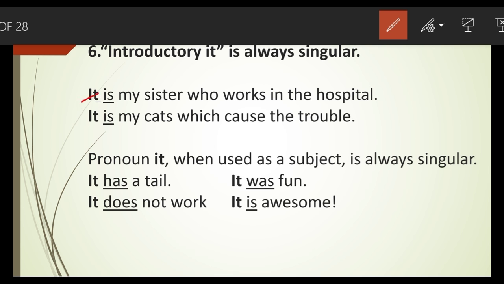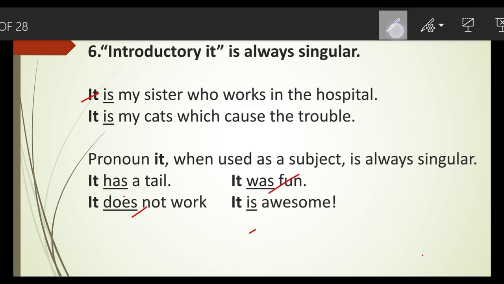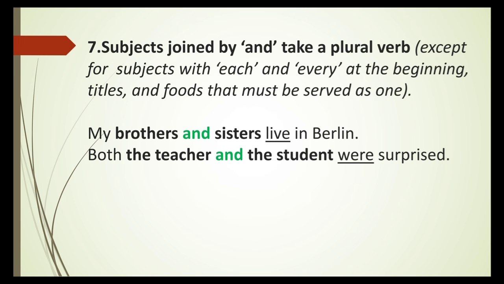Pronoun it when used as a subject is always singular also. So here, it has a tail, it does not work, it was fun, it is awesome. So mapapansin natin lahat yan ay may S sa dulo. Ayan, it has, it does, it was, it is. Okay. So that's for introductory it. So let's proceed to rule number 7.